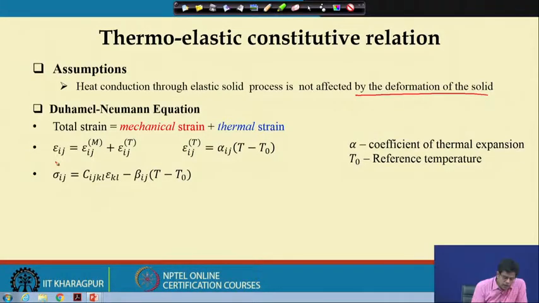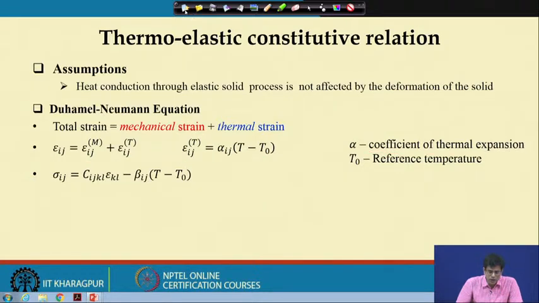So, we know that epsilon ij is the total strain. It has two components, epsilon m and epsilon thermal, and the thermal strain is essentially alpha ij into delta T, where T0 is the temperature at the surrounding, delta T is the increment of temperature in the body, and T is the final temperature. This relation is specifically known as the Duhamel Newman equation, and alpha ij is the coefficient of thermal expansion, which all of us know from our knowledge of basic or first year mechanics, what the thermal expansion coefficient of a solid means.